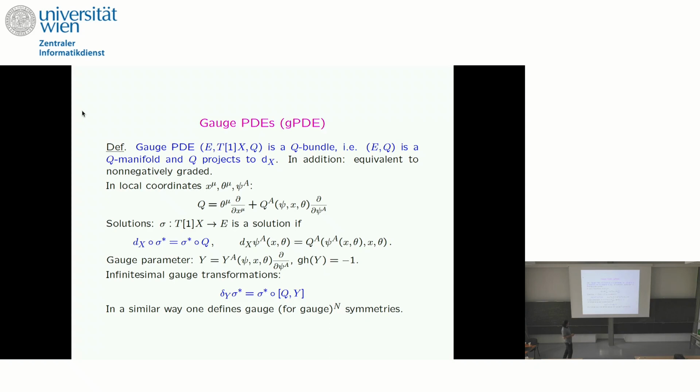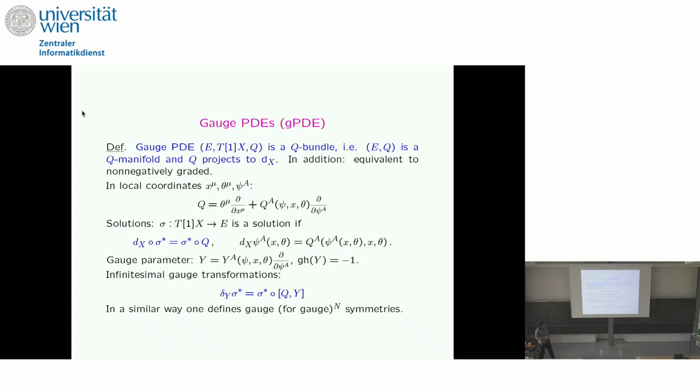And the additional condition is that this Q should be compatible with projections in the sense that Q should project to the de Rham differential. In coordinates, it means that Q has the following structure. It's a base space de Rham differential plus something vertical, but this vertical can depend on space-time coordinates as well. And again, this is just a bundle, but an interesting part of the definition is what are solutions and what are gauge symmetries. And solutions now are so-called Q-sections, so sections compatible with this Q, which can be compactly written in terms of a pullback by a section. And I also wrote it in coordinates, which again shows us that we have some kind of covariant constancy equation.